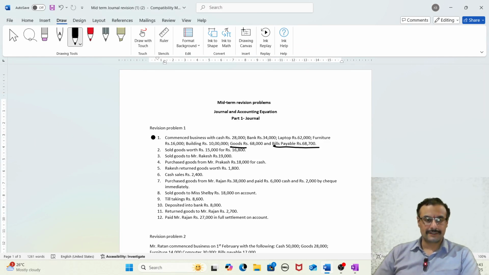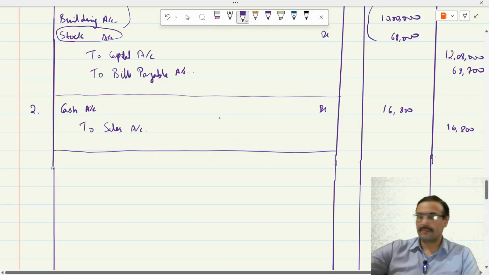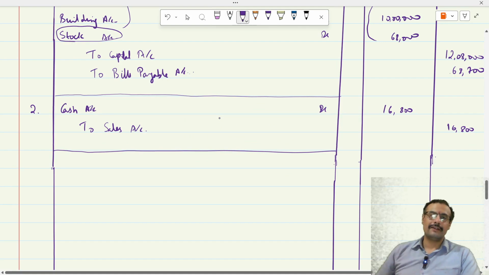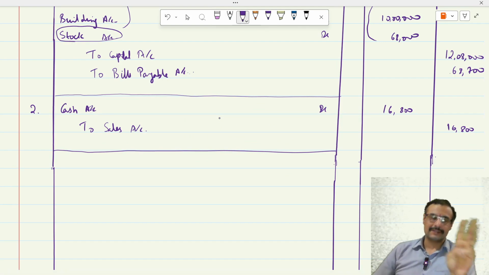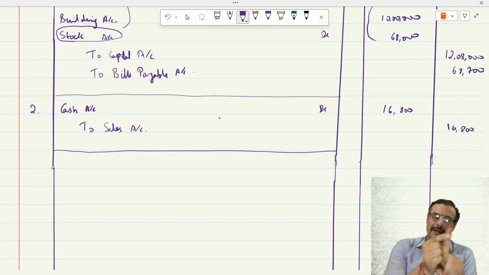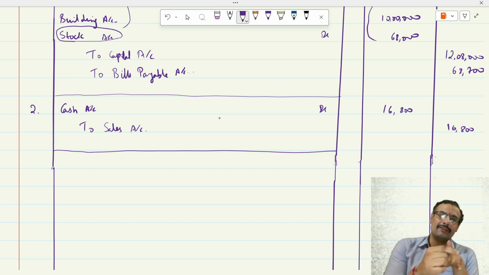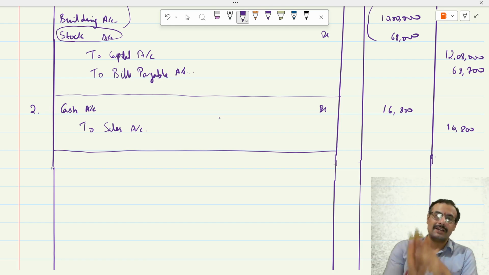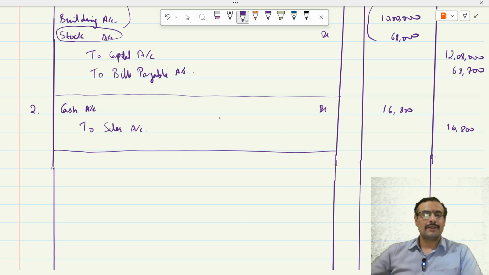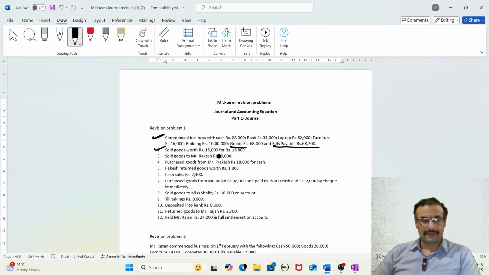So you have done the first entry, you have done the second entry. Now the third one, sold goods to Mr. Rakesh, rupees 19,000. Remember in our journal entry chapter, whenever there is a name given, or on account given, or credit given, we consider it as a credit transaction. So since they have given the name of Rakesh, it is a credit transaction.